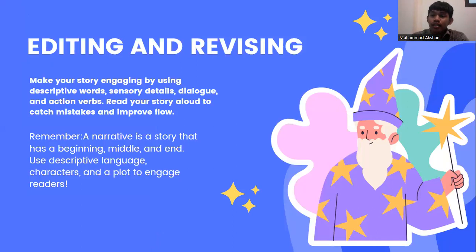Next, when we have combined introduction, characters, setting, and plot, we have to do editing and revising. Make your story engaging by using descriptive words, sensory details, dialogue, and action verbs. Read your story aloud to catch mistakes and improve flow. Remember, a narrative is a story that has a beginning, middle, and end. Use descriptive language, characters, and a plot to engage the reader.